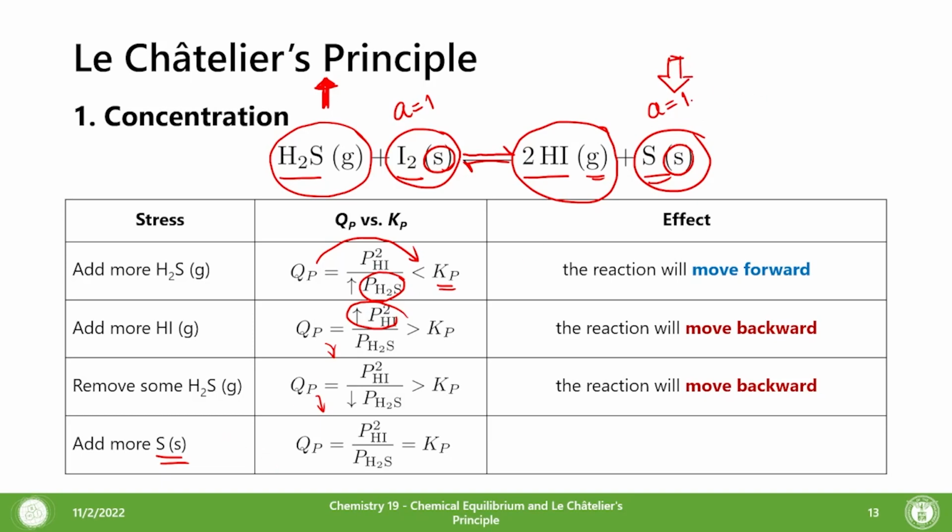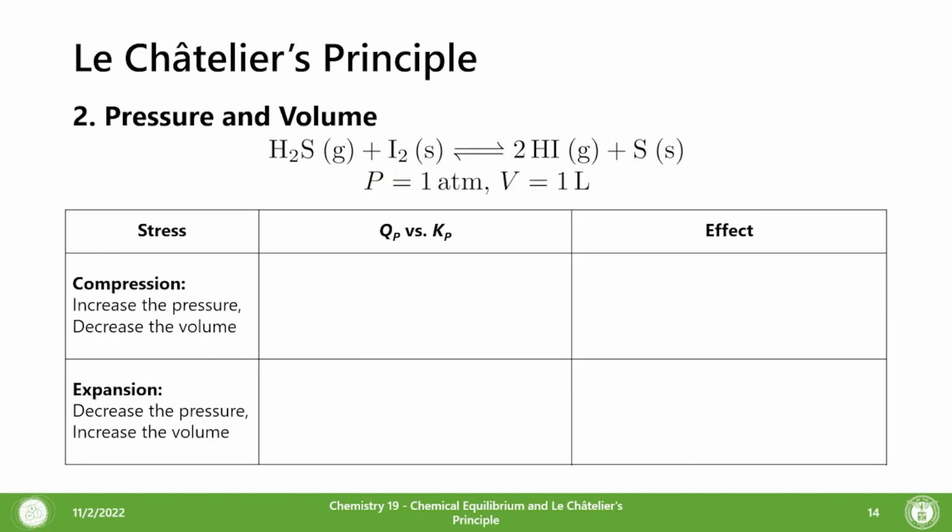sulfur solid, this actually doesn't do anything because sulfur is actually not tied to our equilibrium. Okay, it's just a byproduct of our equilibrium. So the reaction will not proceed in any way. There will be no shift. It will not move forward nor move backward.